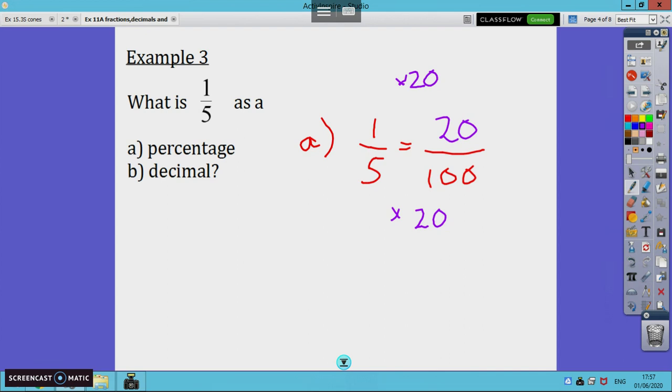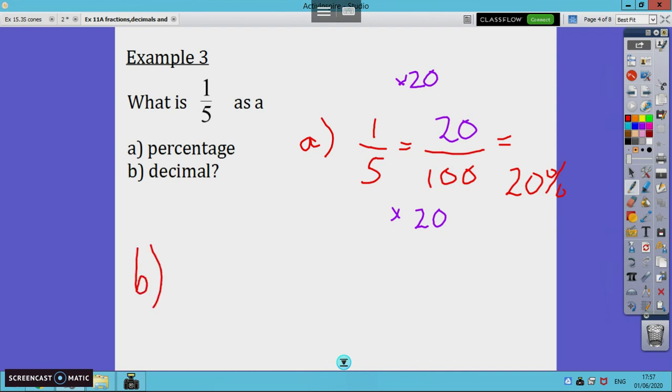20%. So our answer is 20%. Okay, that's what 1/5 is as a percentage. You must write it as a fraction over 100 first, and then you can change it to a percentage. Let's have a look at part B.